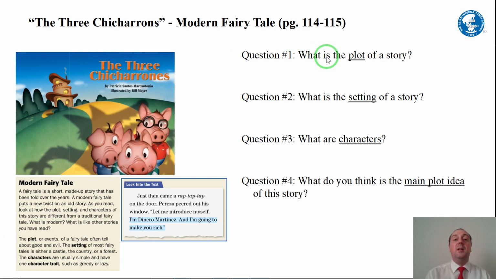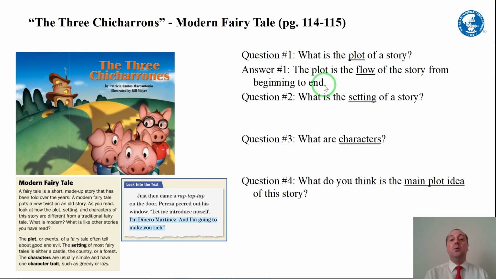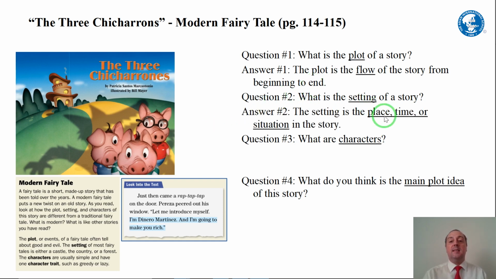Okay, what is the plot of a story? What does that mean? Well, the plot is the flow of the story from beginning to end. What events happen to move the story forward? The setting of the story is a place, time, or situation. Okay, where does the story happen? Does it happen in the magical forest? Does it happen in a giant castle? And when does it happen? Did it happen a long, long time ago in a place far, far away? Does it happen today in modern Vietnam?